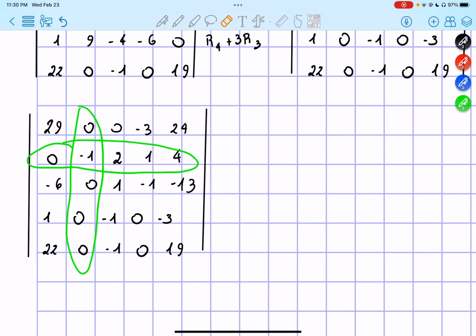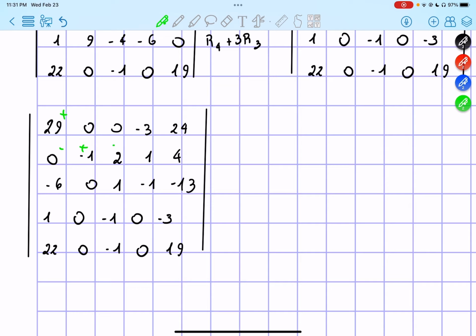So let me just erase this. And it's going to be plus, minus, plus, minus, plus, minus. So I know that it is equal to negative 1 times the determinant of the matrix 29, 0, negative 3, 24, negative 6, 1, negative 1, negative 13.